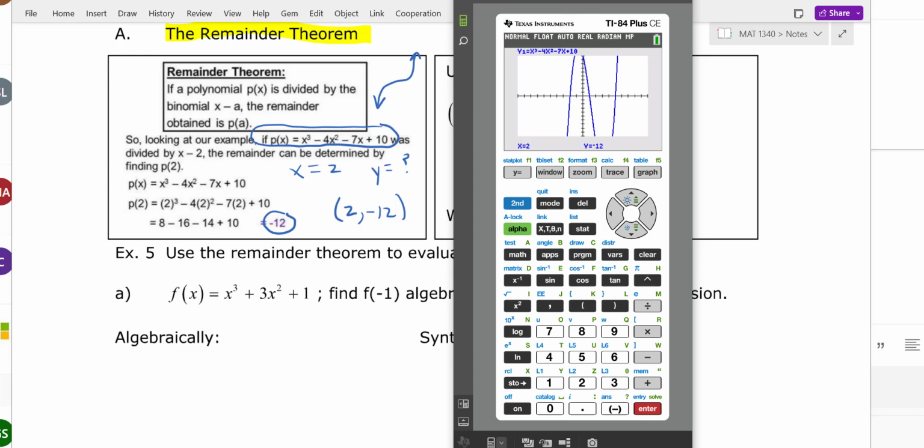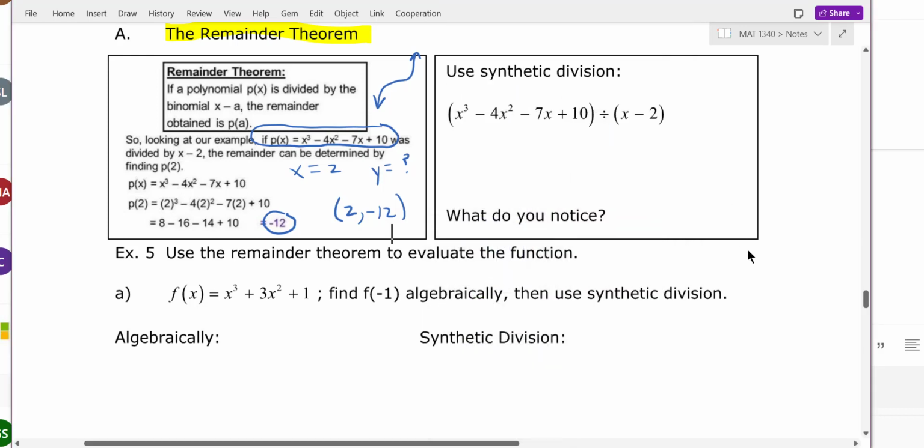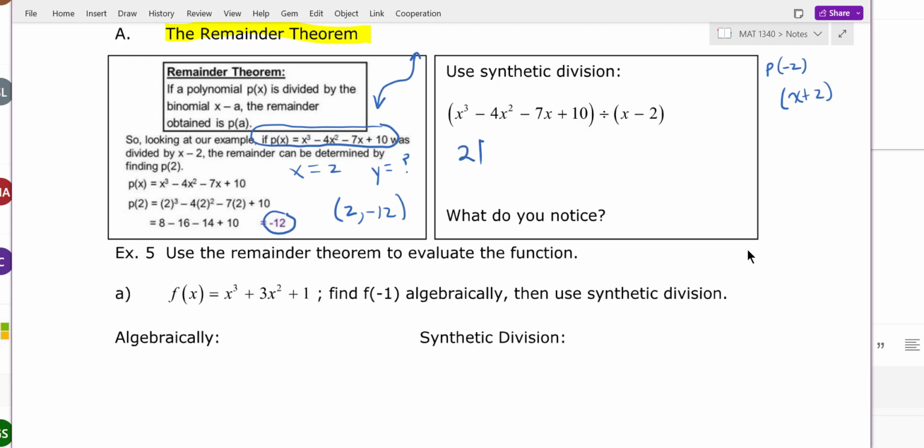Okay. Now, what the remainder theorem tells you is really an alternative way to do this. So since we're evaluating at 2, we're going to use x minus 2. If I was wanting to find p of negative 2, then I would divide by x plus 2. So we're going to set this up with synthetic division. We're going to put the 2 out here, and then just put the coefficients. So we have 1, negative 4, negative 7, and 10.